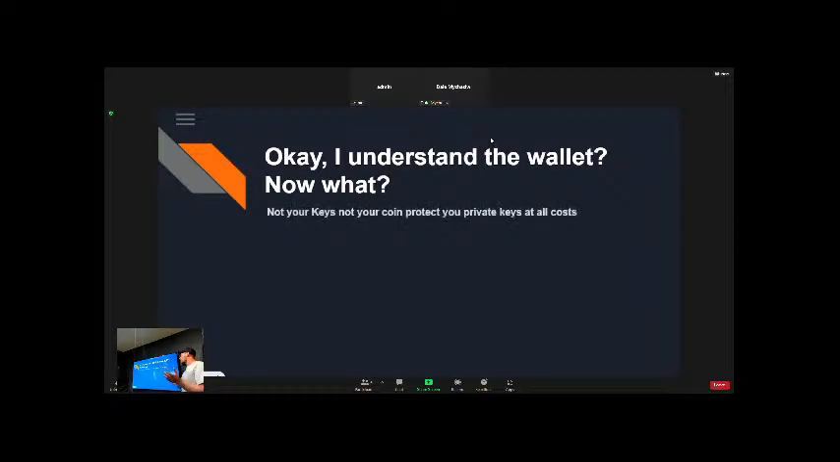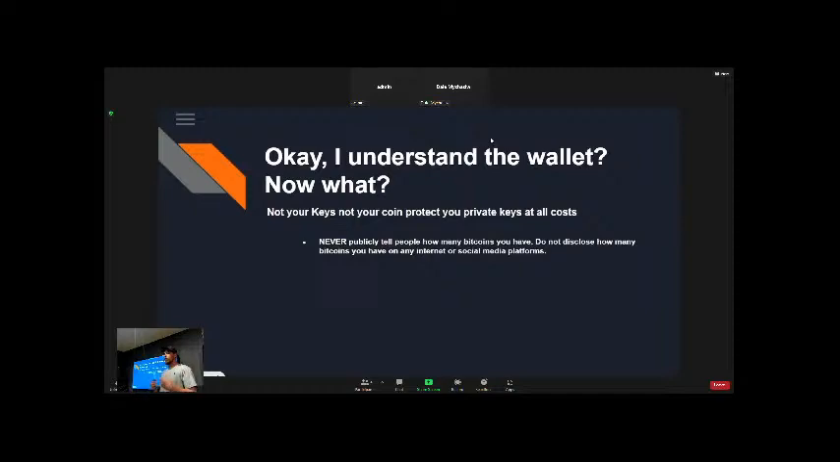Okay, so we understand the wallet. We understand kind of what the keys are and why we need a wallet. It's to hold our crypto, it's to send and to receive, it's to interact with the network, it's our way into the system. So a couple things to keep in mind and a couple tips.